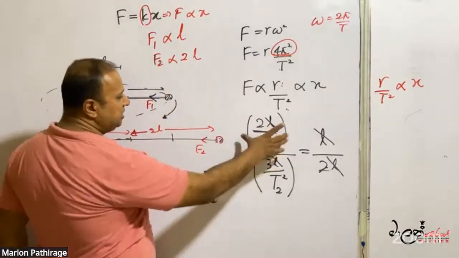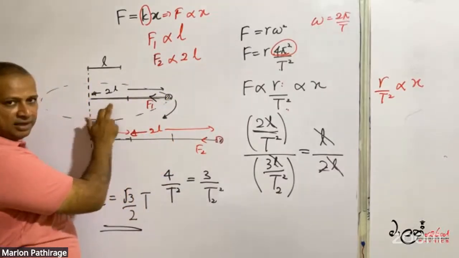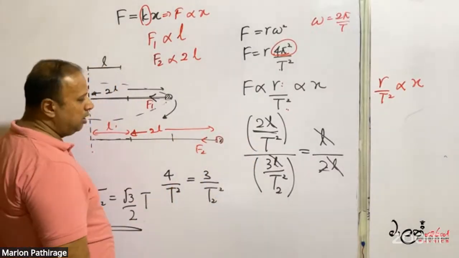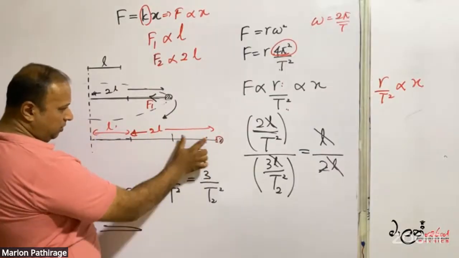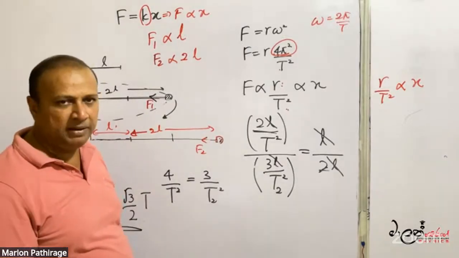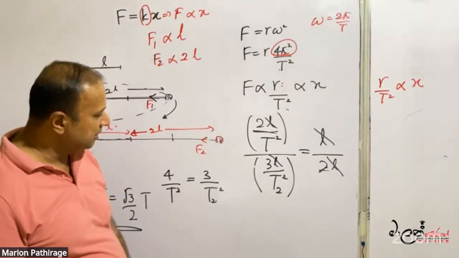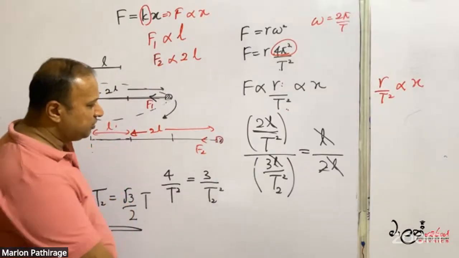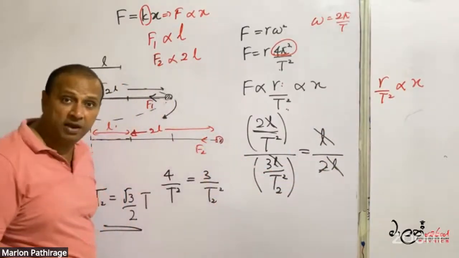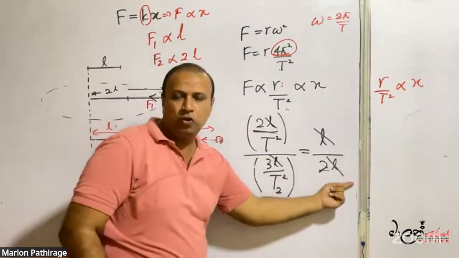Therefore, initial R over T squared is equal. Initial R means 2L. Initial T is the given T. Final R is equal to 3L. The final period, which is actually what should be determined today, is T2 squared. So this ratio should be equal to the ratio between elongations. Initial elongation is equal to L, final elongation is equal to L plus A, which is 2A.